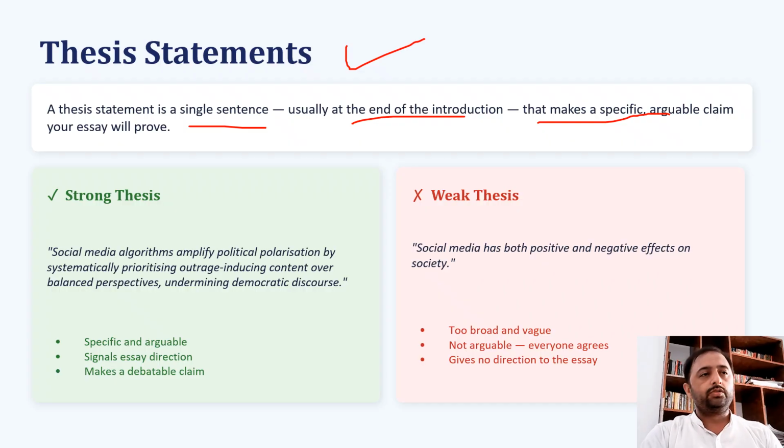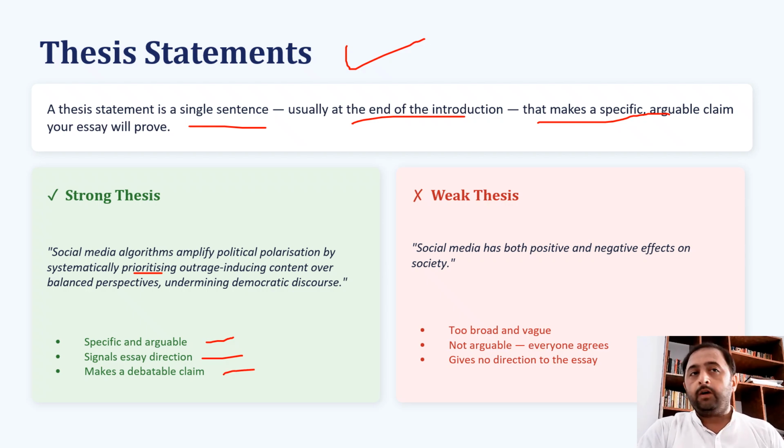what thesis statements mean. So for a strong thesis: social media algorithms amplify political polarization by systematically prioritizing outrage-inducing content over balanced perspectives, undermining democratic discourse. So this is highly academic language. It is specific and arguable, signals essay direction, and makes a debatable claim.